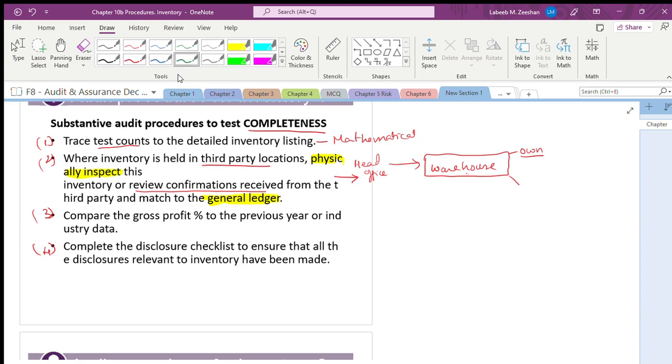Next, compare the gross profit. This is the easiest one. What you are doing is comparing the gross profit of the previous year and the industry average. It is sales minus cost of goods sold, and you will get gross profit. You are comparing with the firm, with the industry, and with the previous year also.